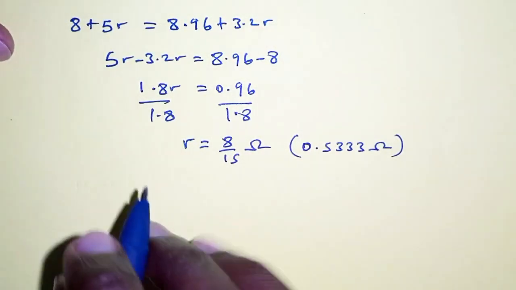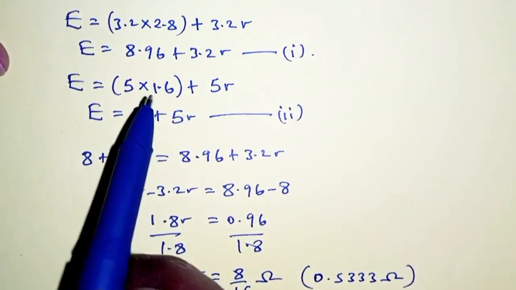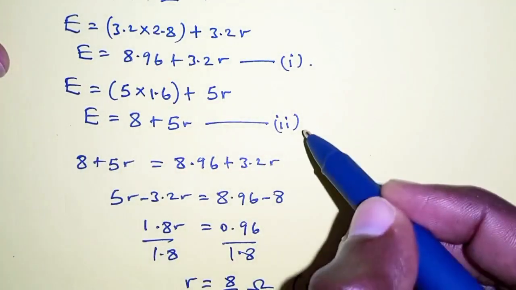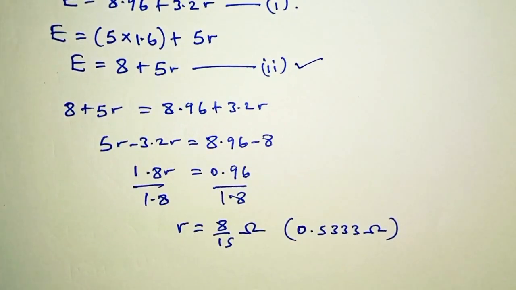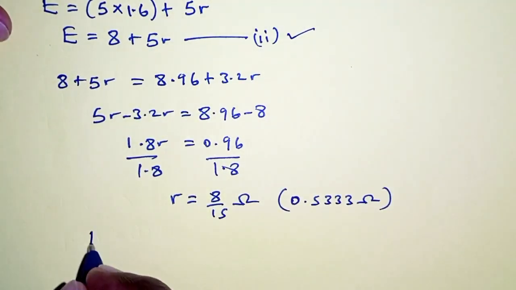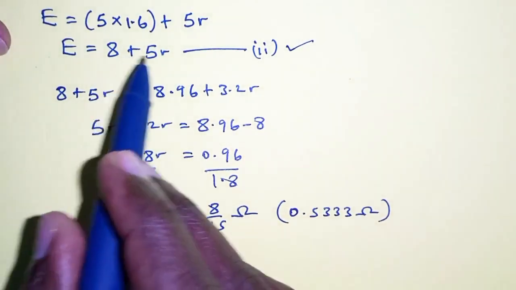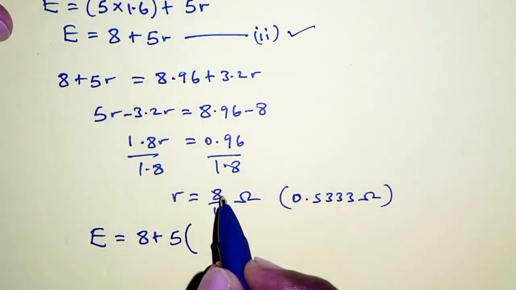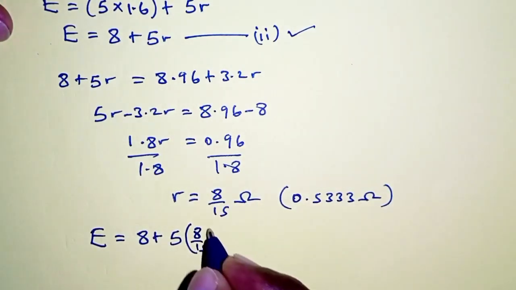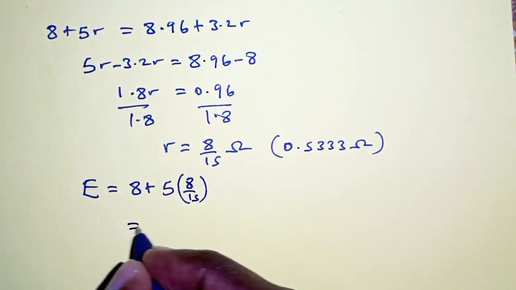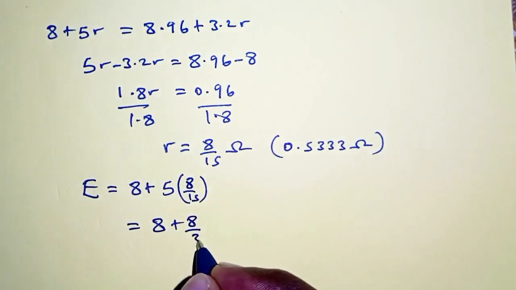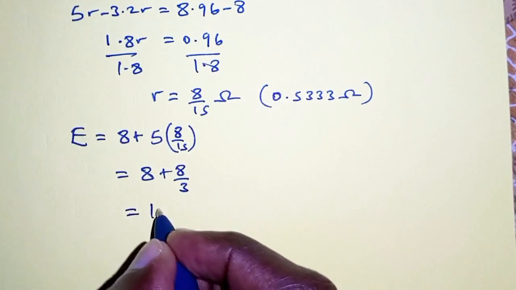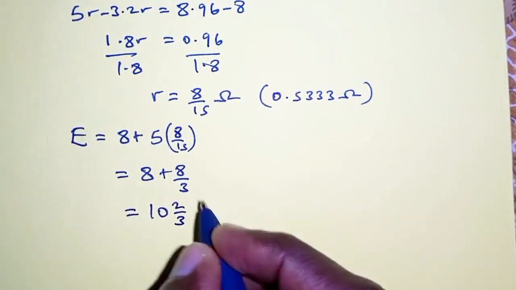In order to determine the electromotive force, that is EMF, you can use any of these equations, the first or the second, to determine E. I'd prefer the second one. It looks simpler. So we'll have E is equal to 8 plus 5r, and r we already have as 8 over 15. So working out this should be 8 plus 8 over 3. 8 over 3 is 2 and 2/3. So when you add this, you just get 10 and 2/3 volts.